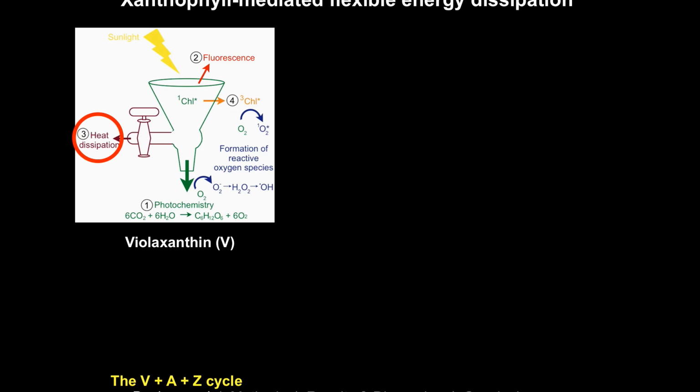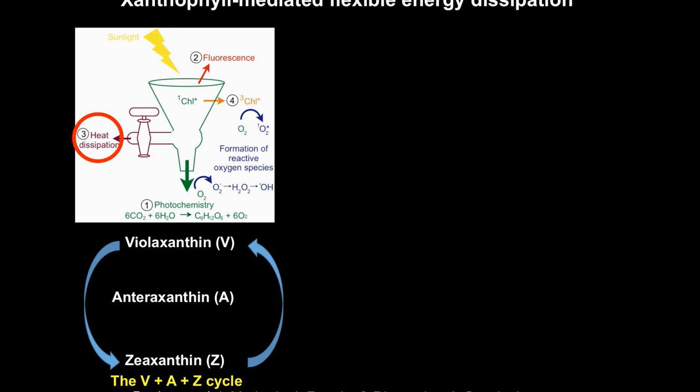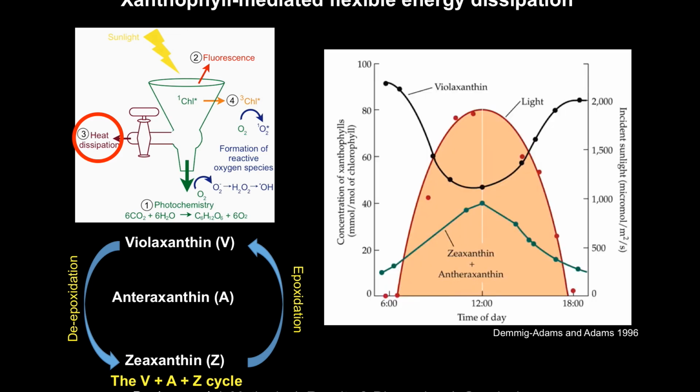So what's happening through heat dissipation is we have an interconversion of these xanthophyll pigments. And there are 3 primary pigments: violaxanthin, antheraxanthin, and zeaxanthin. As the sun increases throughout the day, you will see the de-epoxidation of xanthophyll pigments and the conversion from V to A to Z. But then if, say, a cloud rolls over, you can see the rapid and reversible epoxidation back to violaxanthin.